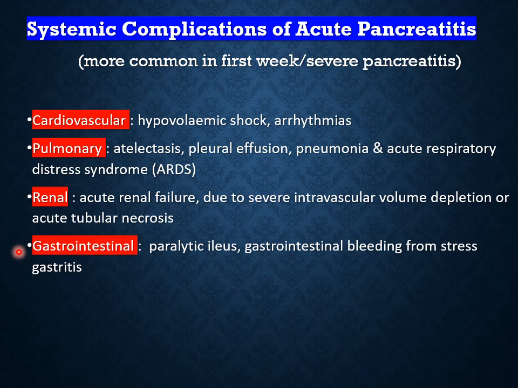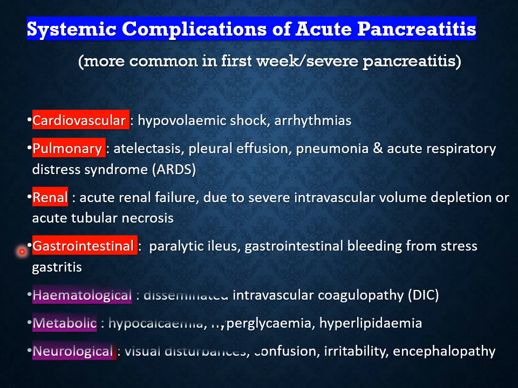Gastrointestinal complications are also quite common, especially paralytic ileus and dehydration, whereas gastrointestinal bleeding from stress gastritis in severe pancreatitis is another complication. The less common ones are hematological complications such as disseminated intravascular coagulation with bleeding tendency, metabolic conditions such as hypercalcemia, hyperglycemia and hyperlipidemia, and neurological complications such as visual disturbances, confusion, irritability and even encephalopathy and coma.